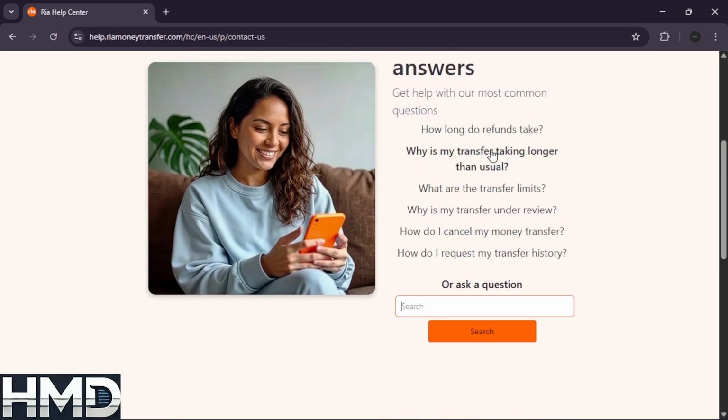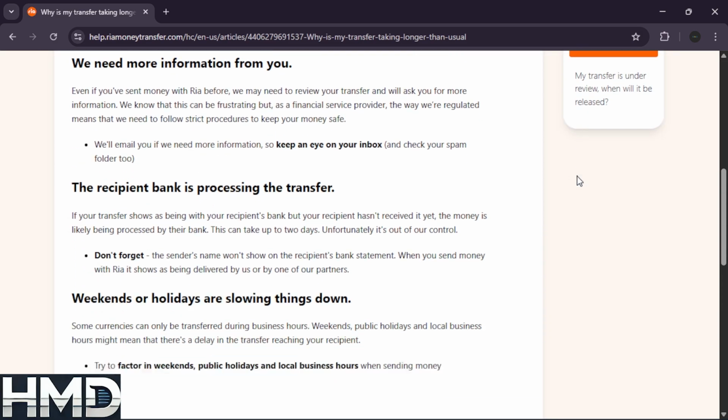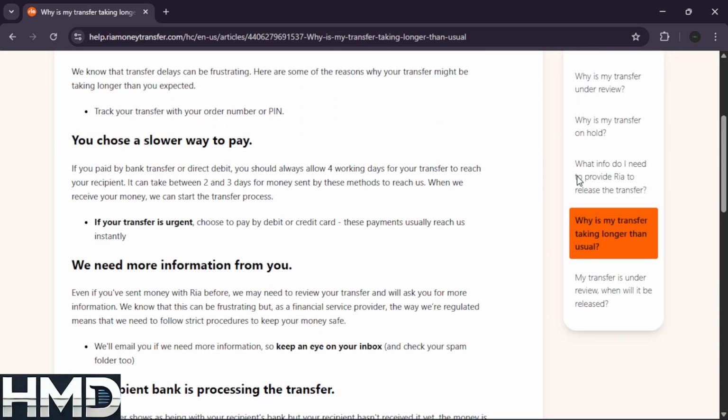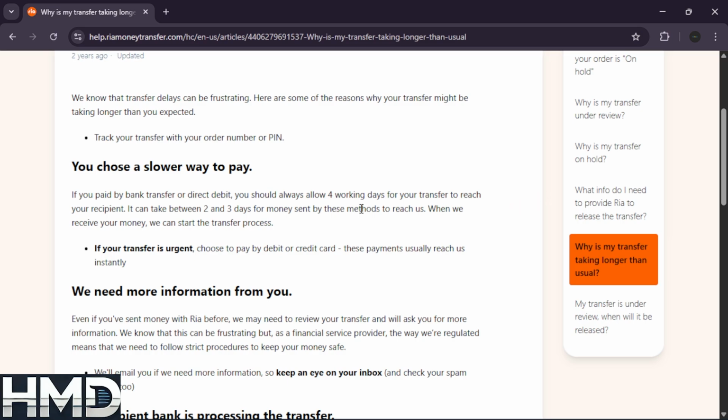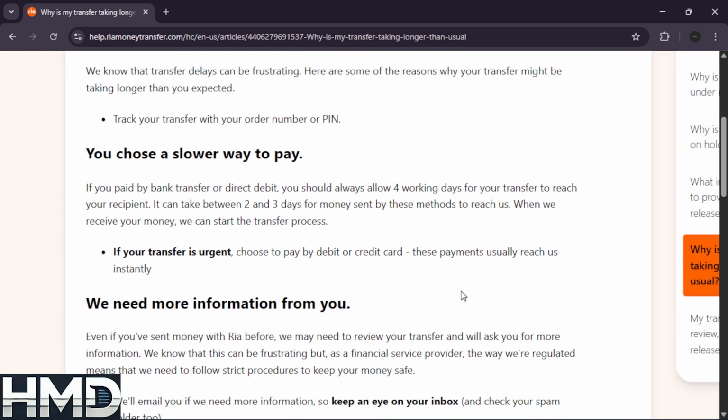And that's it. To fix a delay in RIA, you must first check your email for any questions from the company. Then, you track your transfer to see where it is stuck. Next, you update any wrong info in your payment details. Finally, you contact customer support to have a worker help you finish the job.